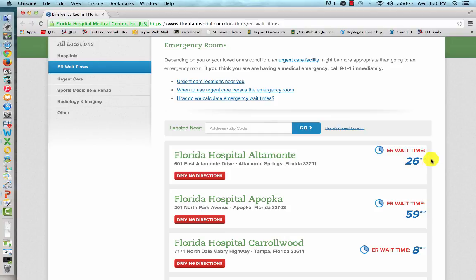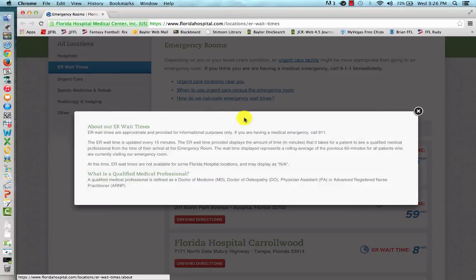It's how do we calculate emergency wait times? So here, this doesn't tell you much. However, you could click here. So again, it's not as obvious as Methodist. Again, it's nice that they post the wait times. A lot of places do not even do that. And then you'd click right there and identify how they calculate the wait times.